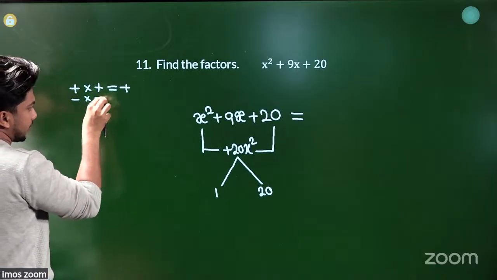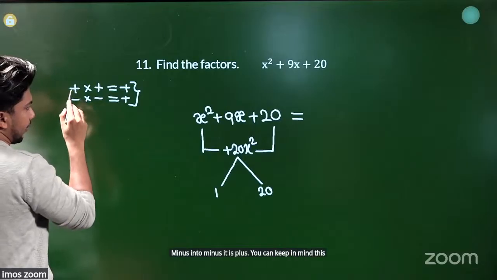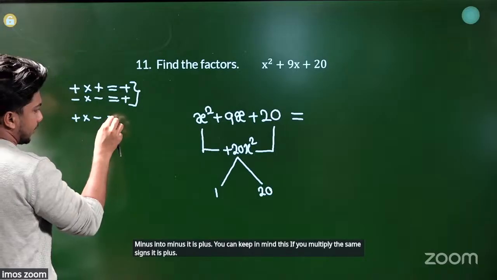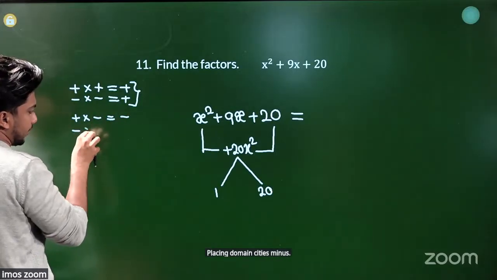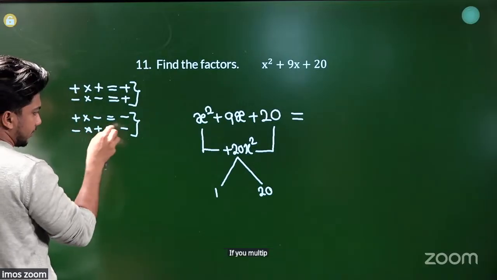Minus into minus it is plus. You can keep in mind this. If you multiply the same signs, it is plus. Plus into minus it is minus. Minus into plus it is minus. If you multiply different signs, it is minus.